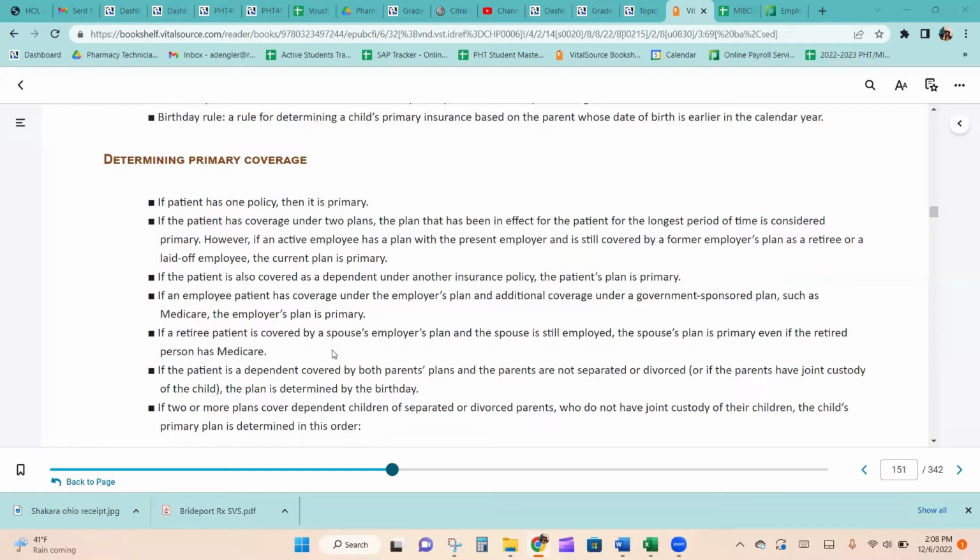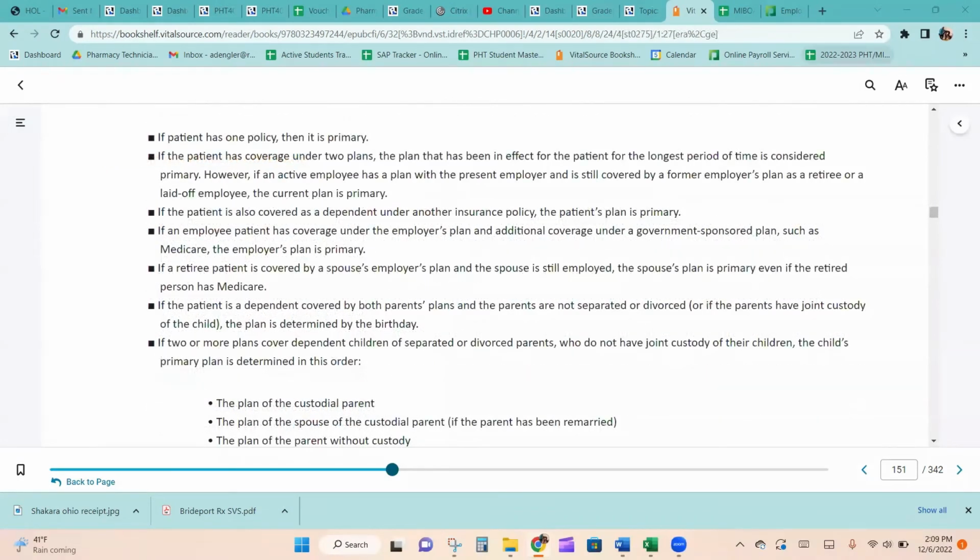If an employee patient has coverage under the employer's plan and additional coverage under a government sponsored plan such as Medicare, the employee's plan is primary. If a retiree patient is covered by a spouse's employer plan and the spouse is still employed, the spouse's plan is primary even if the retired person has Medicare. If the patient is a dependent covered by both parents' prescriptions and the parents are not separated or divorced, the plan is determined by the birthday.